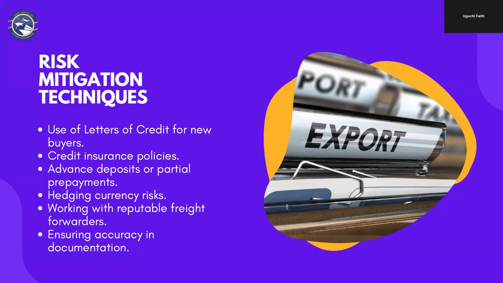Advanced deposit or partial prepayment. So if possible, go for an advanced deposit, even if it's 40%. A buyer can give you 40% advance and issue a letter of credit to back up the remaining 60%. Then you have hedging currency risks. This is just like buying and investing into the right currency at the right time, but it's not really for this class. Working with reputable freight forwarders is also something, because a freight forwarder can also mess one's transaction up.